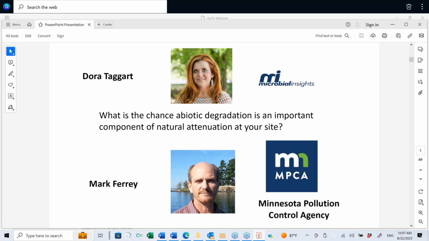Dora provided some information, basically the compendium of rates, or compendiums rather, of magnetic susceptibility measurements that they've made on samples sent to them by you, their clients. And so I'm going to help use that information to help understand whether your site might actually have a prospect that abiotic degradation is important.